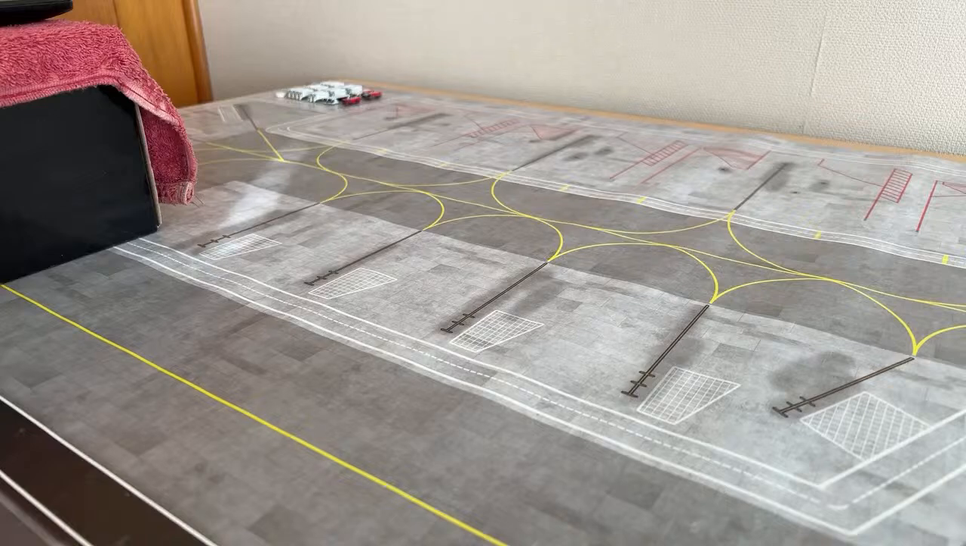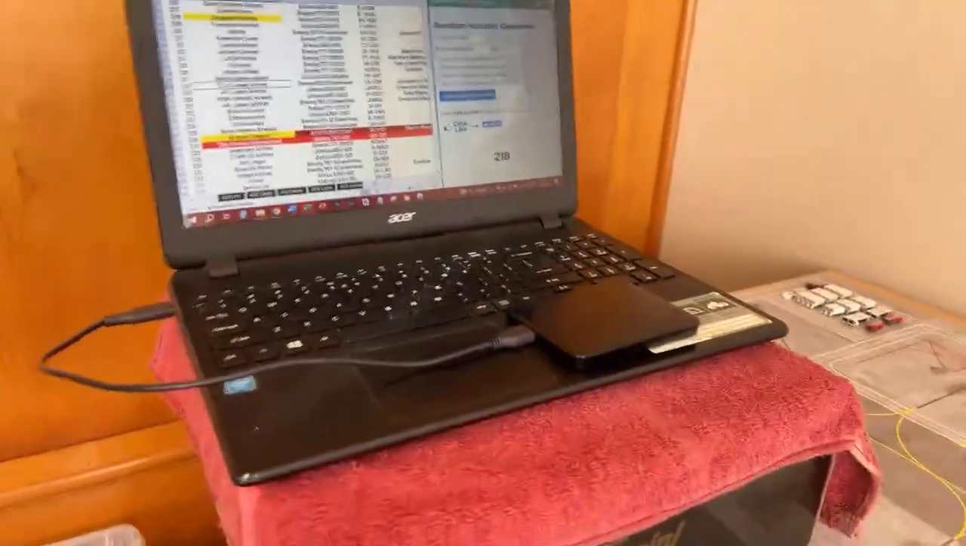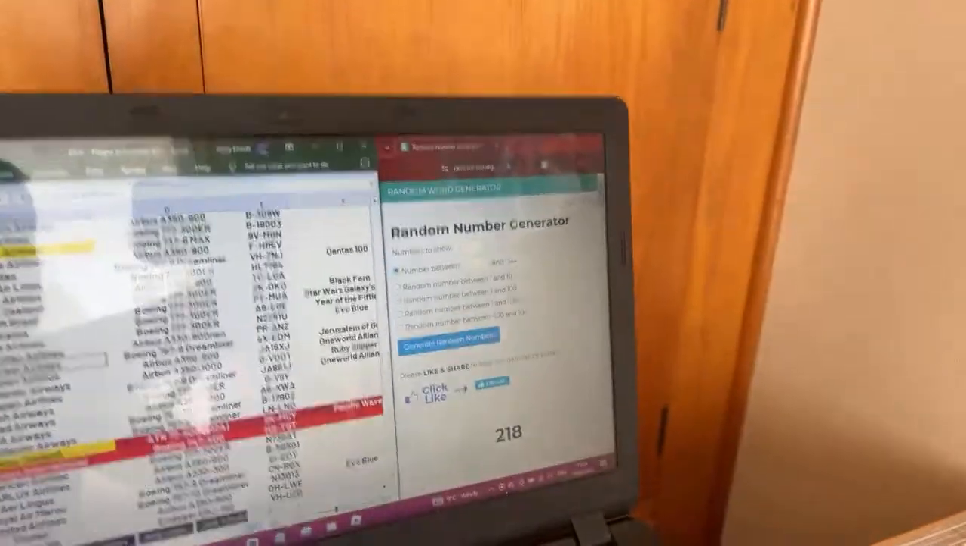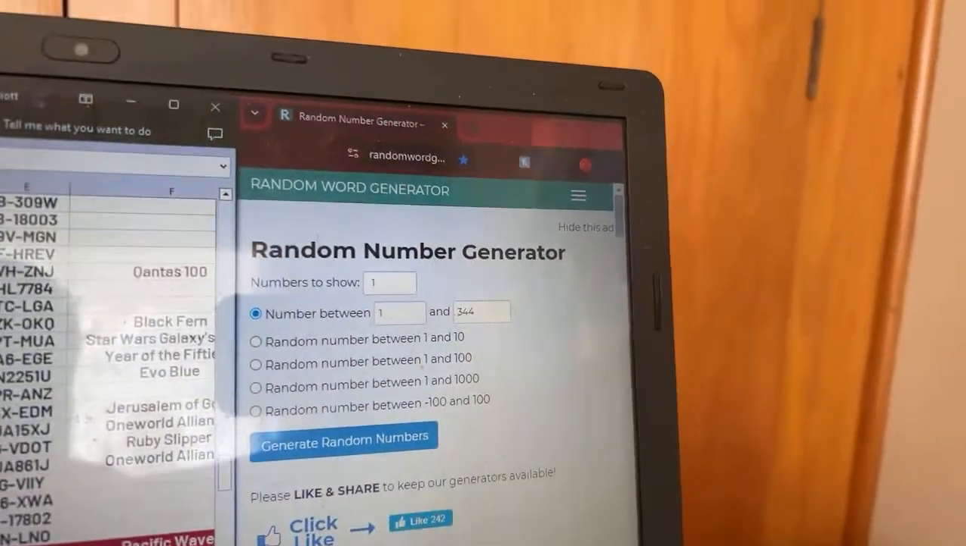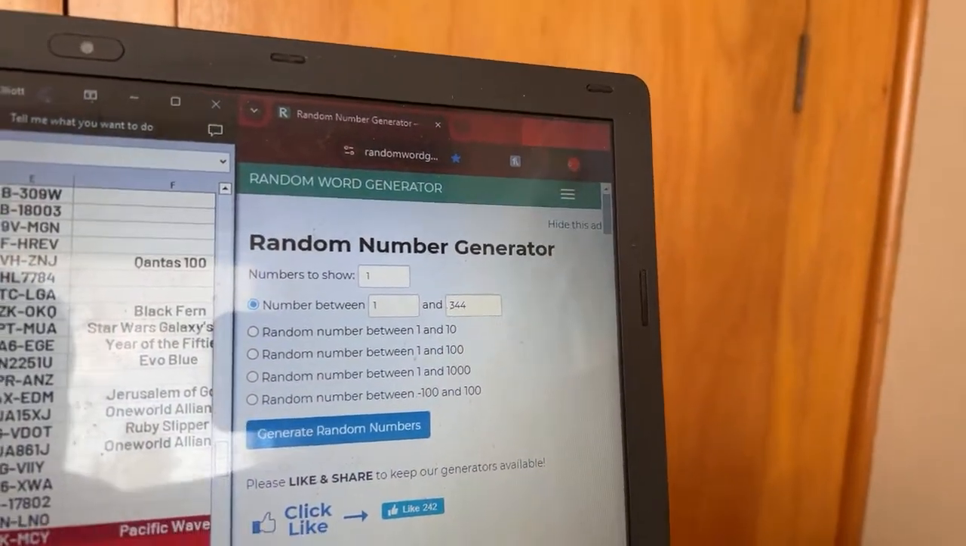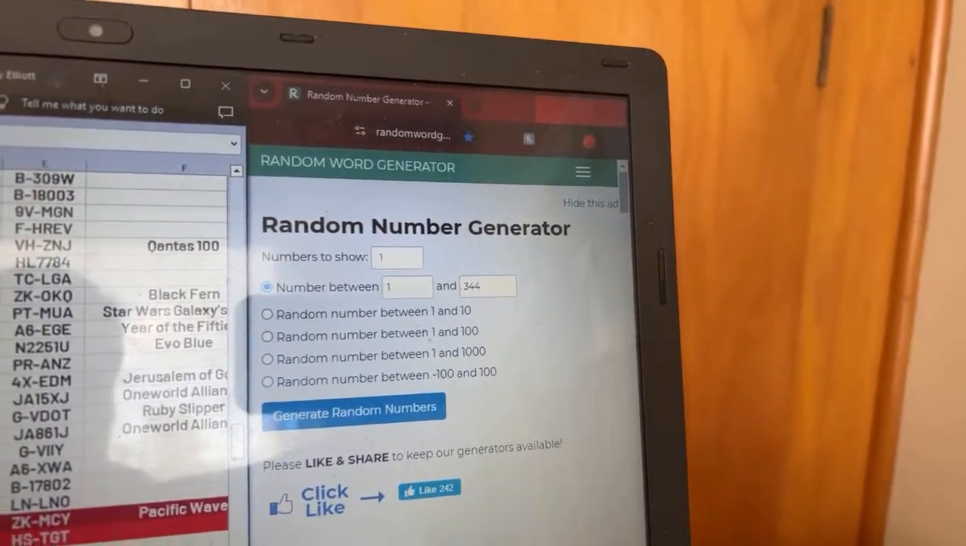So without further ado, let's go ahead and check out what is going to be chosen for the next airport update. I think that will be random ops number 4 in terms of the episode number. So let's go ahead and find out what the first of the models is going to be. As you can see on the number there, numbers between 1 and 344, because that's how many models are in my collection.